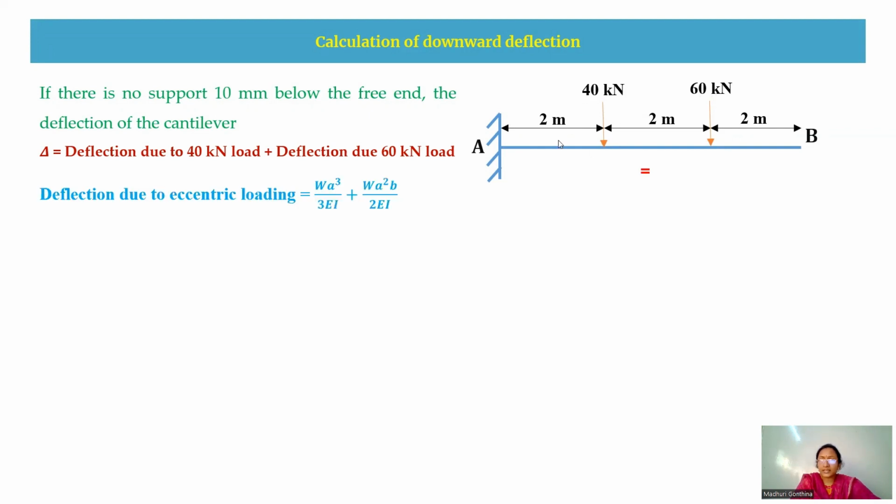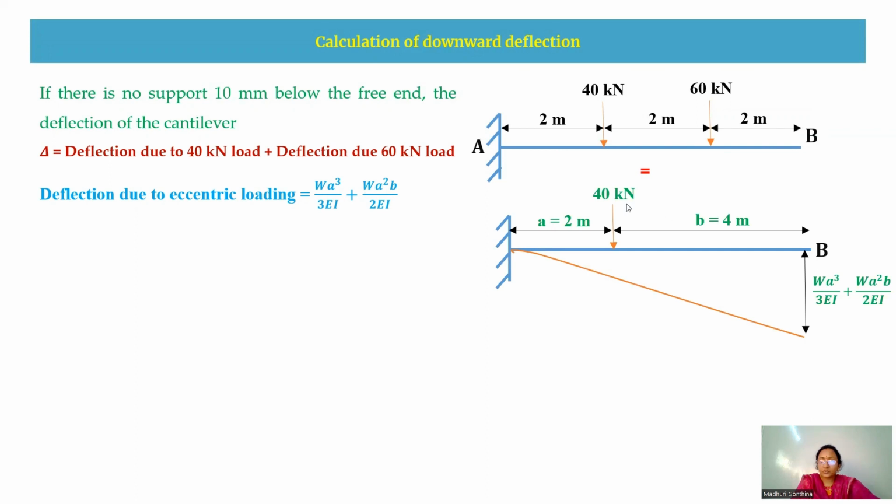As this load is eccentric at a distance of 2 meters and 4 meters, similarly 60 kilonewton is eccentric at 4 meters and 2 meters. So due to eccentric loading, the deflection formula is WA cubed by 3EI plus WA squared B by 2EI. First I am going to consider only the 40 kilonewton load. For this 40 kilonewton, A is 2 meters, B is 4 meters, and this is the deflection curve we are getting. As this is a downward load, you are getting a downward deflection.